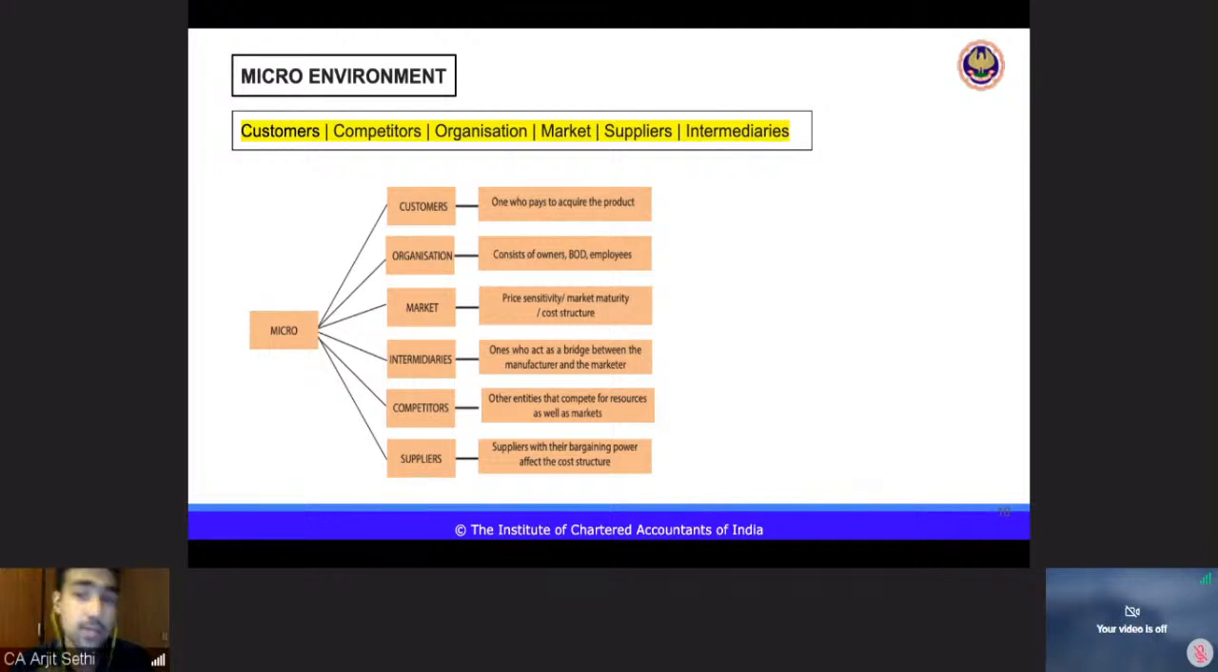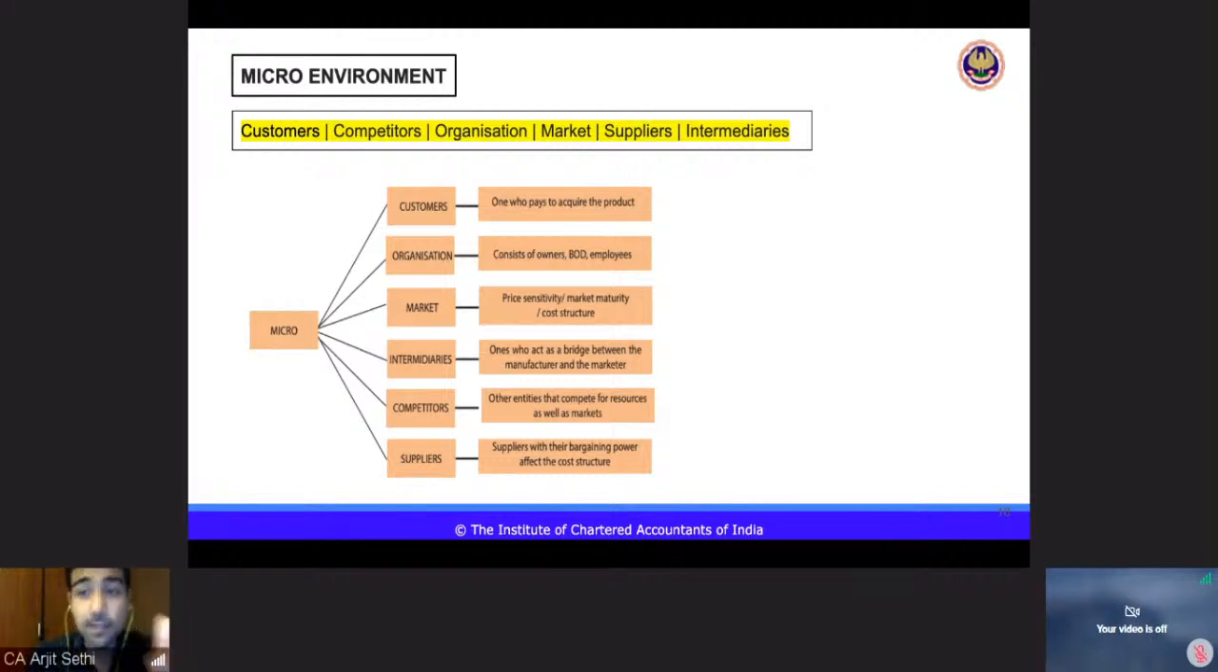And sir, micro elements are under control of business? Not entirely, to some extent. Okay? Manipulate means to influence. To manipulate means to make them do things what we want, right? To make them act like we want them to. That is manipulation and influence.